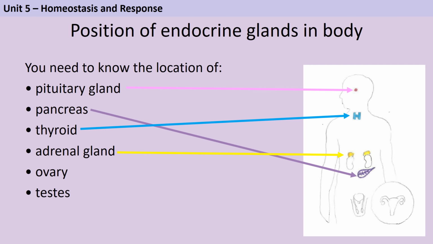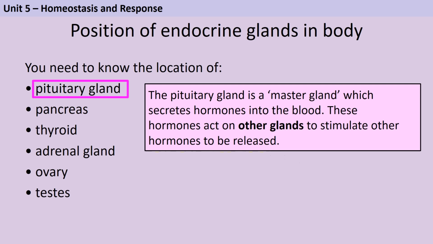The pituitary gland, that master gland, is located in your brain. Your pancreas, which is part of your digestive system, is sort of in the middle of your abdomen. Your thyroid gland is in your neck. Your 2 adrenal glands are sat just on top of your kidneys. And then if you're female, you have ovaries, which are a little bit lower than that. And if you're male, you have testes, and you know where those are.